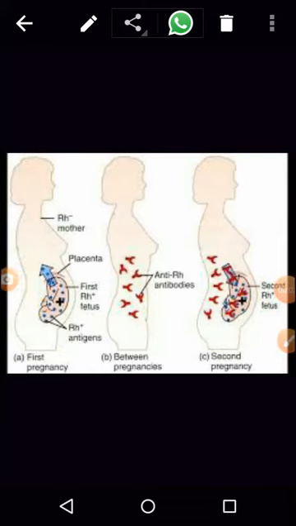Hello everybody. Today we will be doing a continuation of yesterday's class on type 2 hypersensitivity. That is, we'll be studying erythroblastosis fetalis. Now, what is this erythroblastosis fetalis?